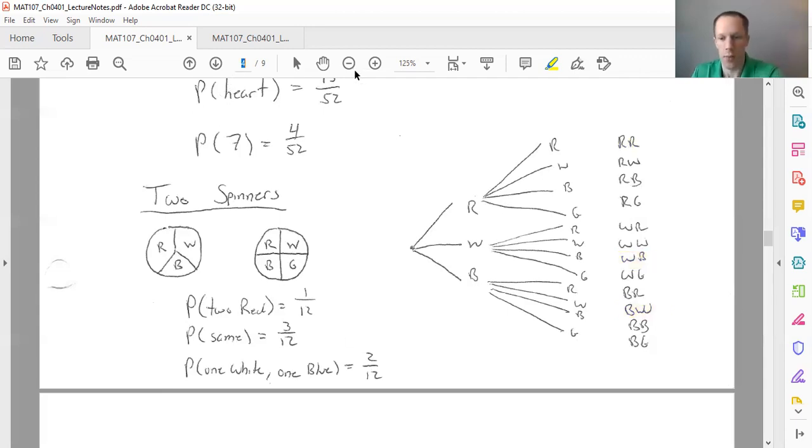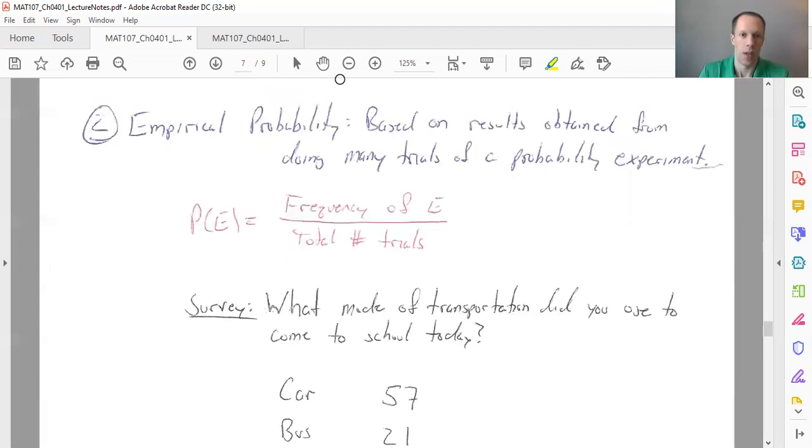That's classical probability analysis. That's how we can determine probabilities in a theoretical sense. There's another way that we can determine probabilities. It's called empirical probability. Empirical means observed. So sometimes this is called observed probability. And empirical probability is based on the results that you observe when you do the experiment many times.